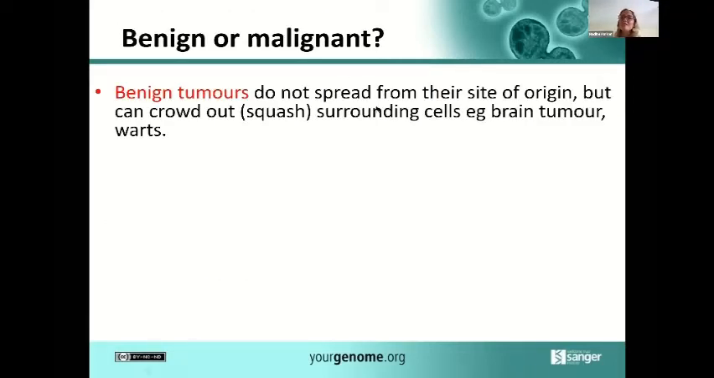So remember, benign tumours are often called non-cancerous. They don't spread to other parts of the body, but they can cause problems. For example, if you get a brain tumour, even if it's not cancerous, it can grow and put pressure on the brain, which can obviously cause problems. So that one you would probably have to have removed.